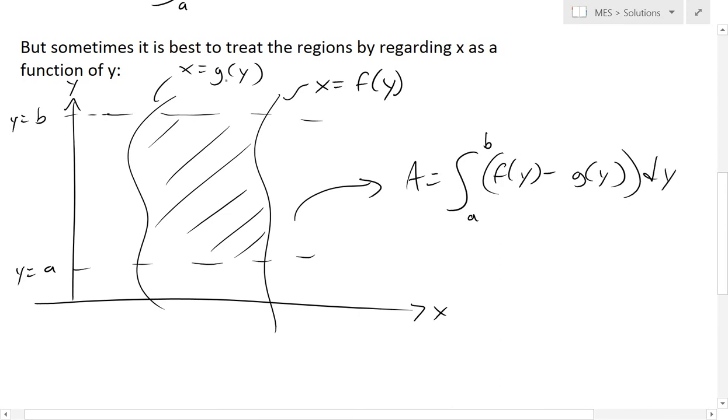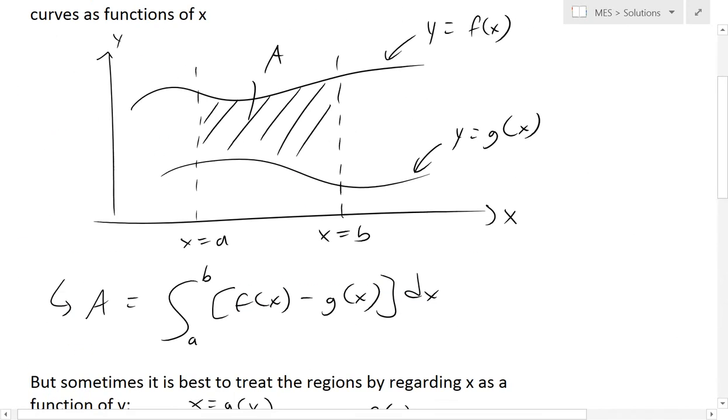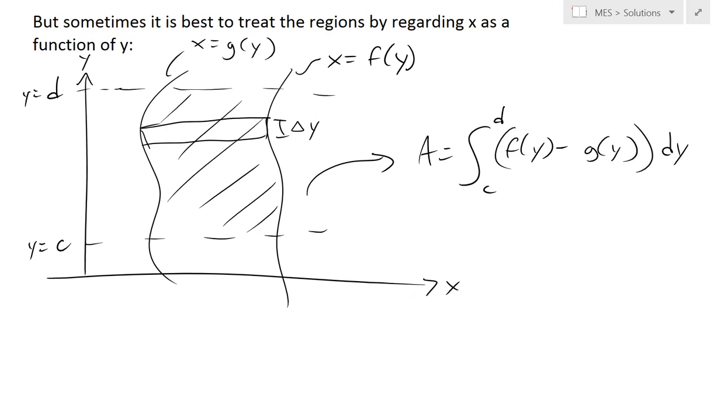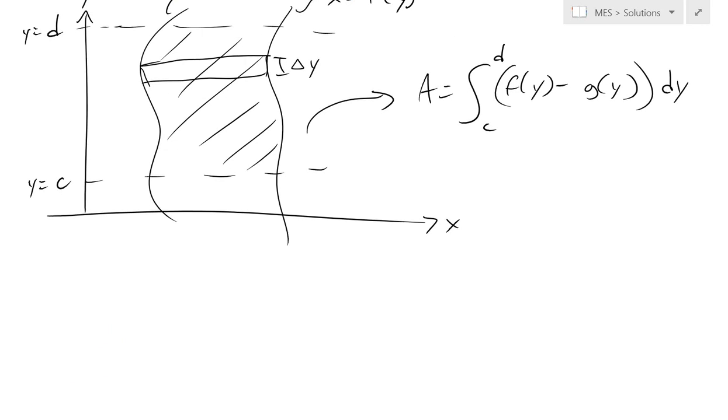So when we look at this, if we were to break it up into infinitely many rectangles, it would be a horizontal one right here, and this would be our delta y, or infinitely small dy. And actually, instead of a and b, we'll just write it as c and d, just to make it look different from our old one. It's just a change of variable, and it means the same thing. They're just letters.